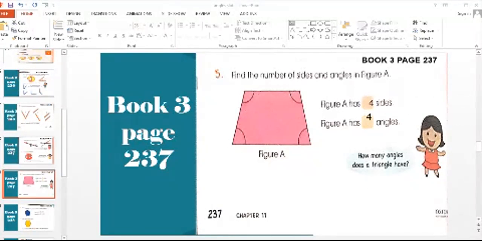How many angles does a triangle have? This is a very interesting question that is being asked to you all. She's asking how many angles a triangle has. So first of all, let's draw a small triangle over here. See, I'm going to draw a triangle over here. You can also draw a triangle.